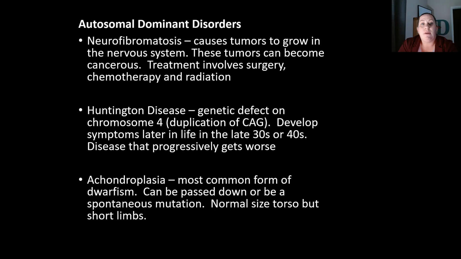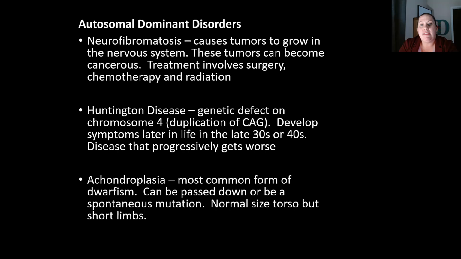Example here is neurofibromatosis. This causes tumors to grow in the nervous system. These tumors can become cancerous, and that's where the problem lies. As cells grow uncontrollably, there's a higher chance that they will become cancerous. Treatment involves removing the nodules or tumors through surgery and then doing chemotherapy and radiation. Depending on which nerves are affected, they could have some side effects based on having sensory issues or motor issues as well.